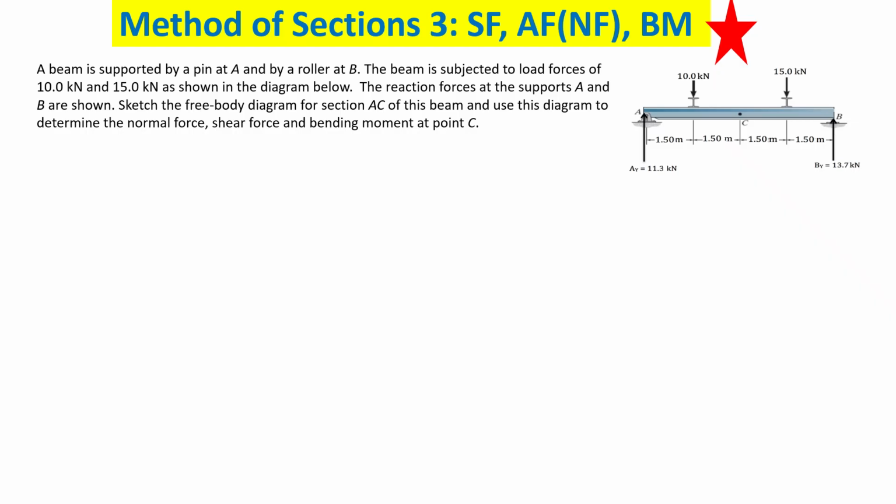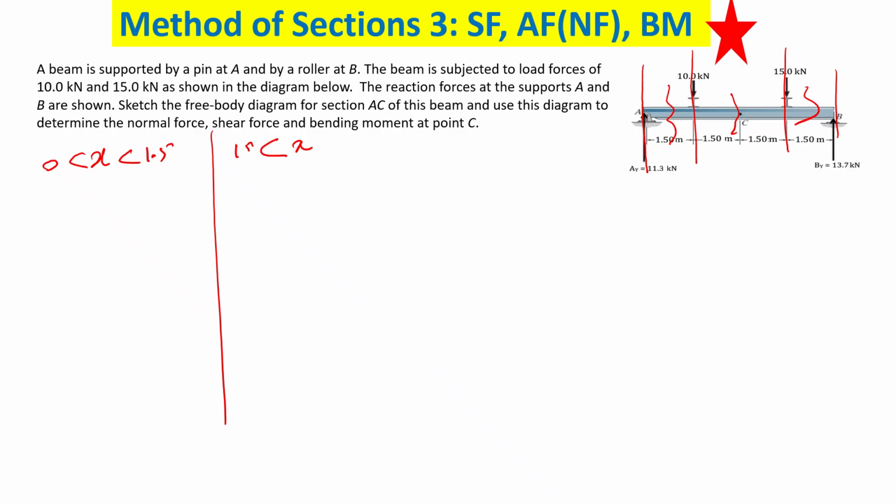Okay, now let's come back to this question. Here we already mentioned that we need to cut. So the loading condition is changing like this. We are cutting at 3 sections. When x is between 0 and 1.5 is 1 section, when x is more than 1.5 and less than 4.5 is the next section, and the other one is x more than 4.5 and less than 6.